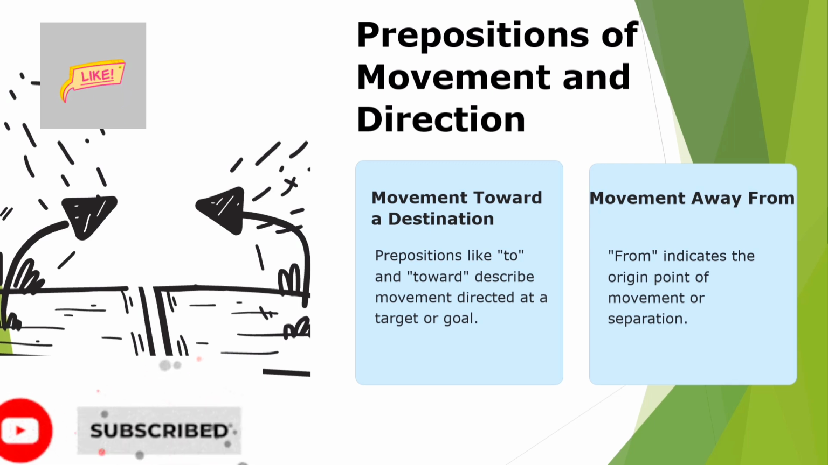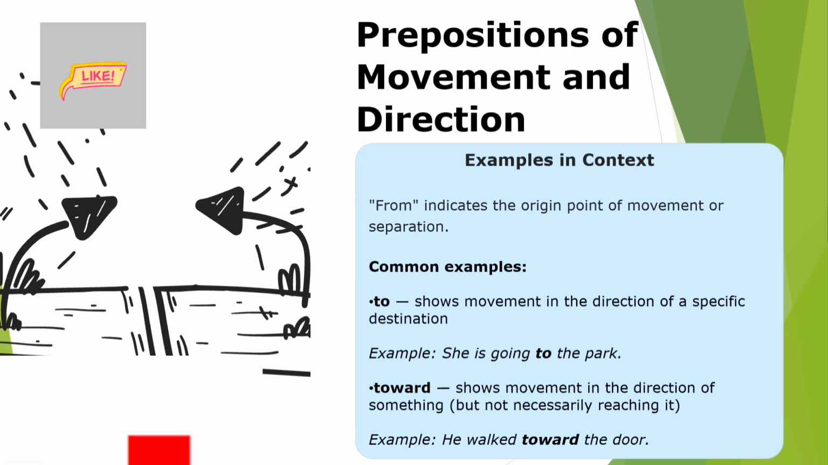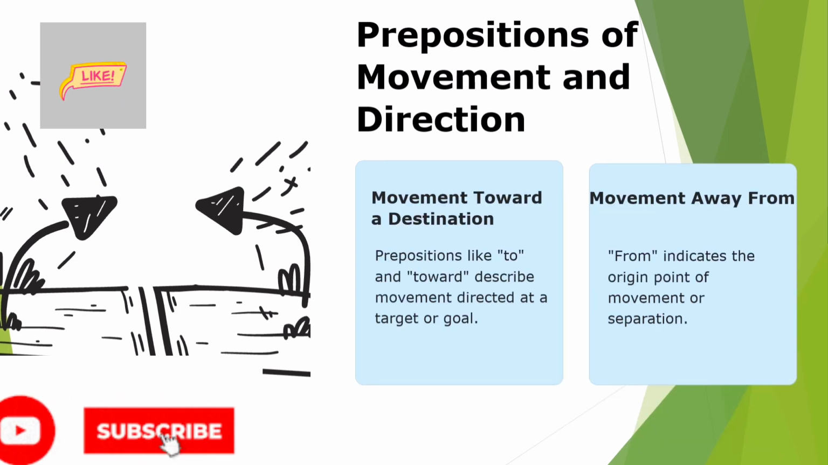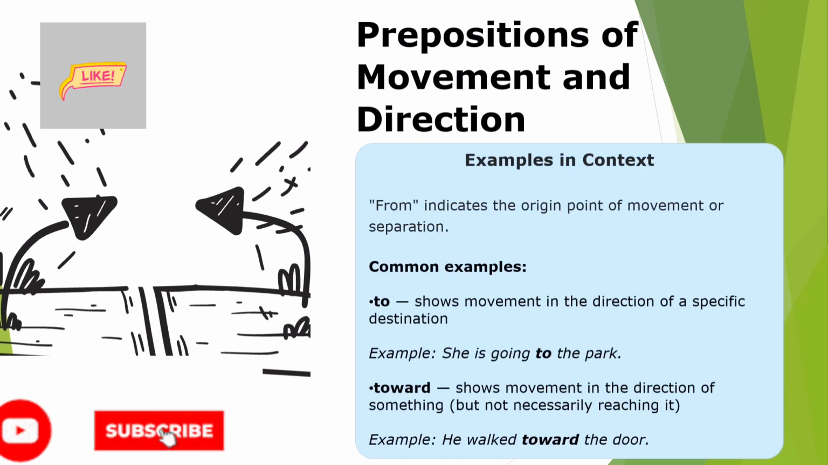Number 2, movement away from a point. These prepositions show movement starting at a point and going away from it. Common examples: from shows the starting point or origin of movement. Example: she came from school. Off shows movement away from a surface. Example: the cat jumped off the table. How can we use it? Tip: use from to indicate the place something leaves and off for leaving a surface.